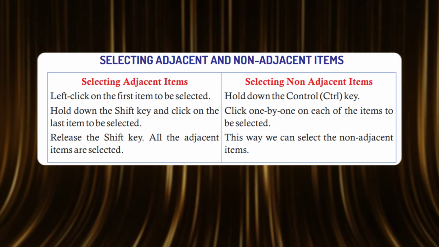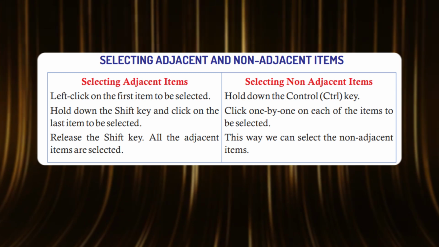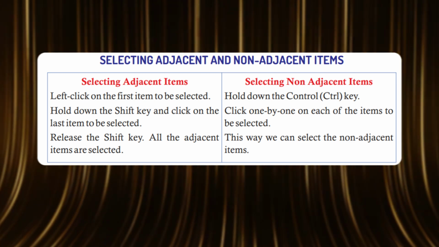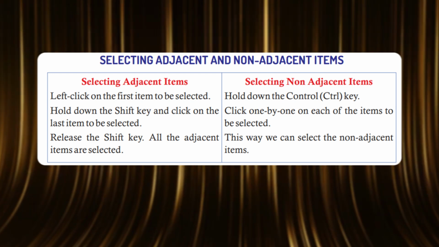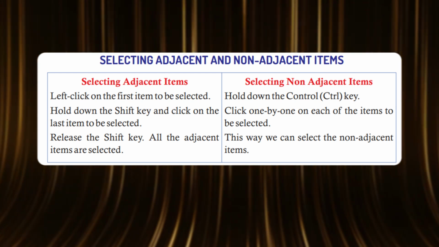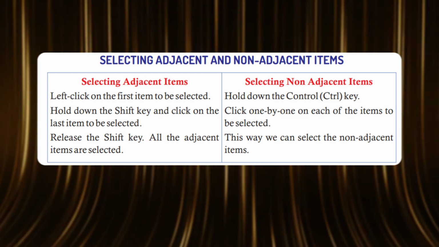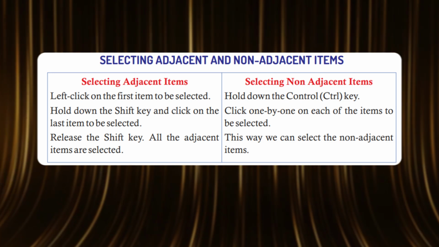Selecting non-adjacent items. Hold down the Control key. Click one by one on each of the items to be selected. This way we can select the non-adjacent items.